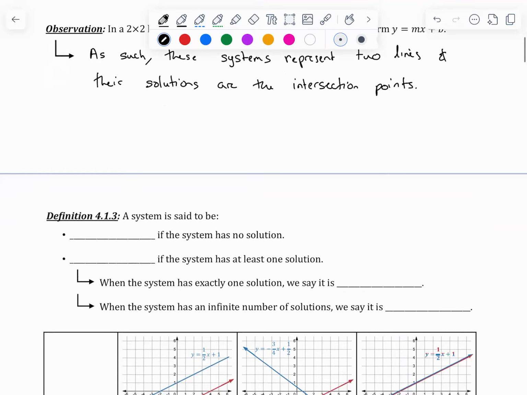A system is said to be inconsistent if the system has no solution. So that naming kind of makes sense. It's inconsistent, it has no solution. Oh, I forgot to highlight the definition.